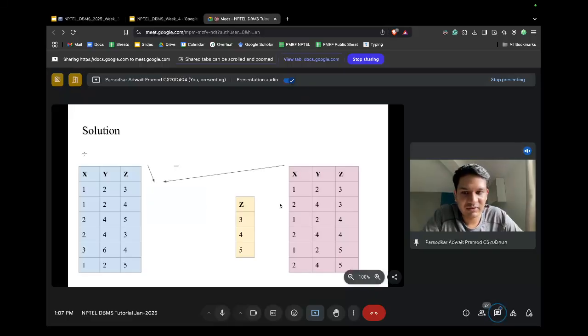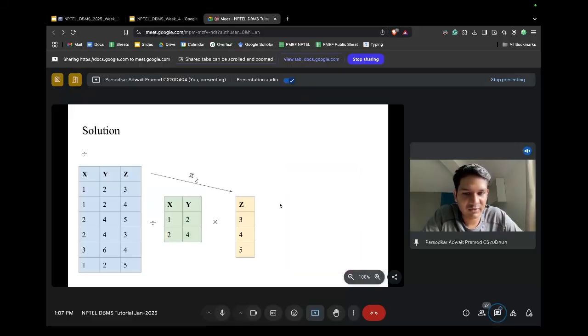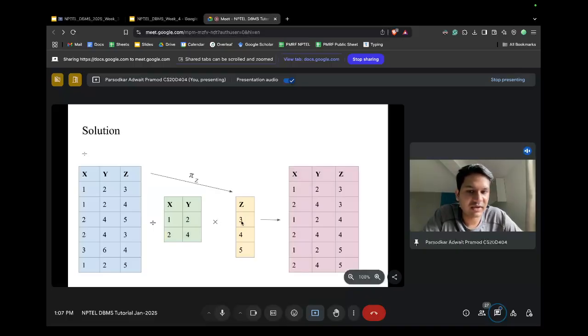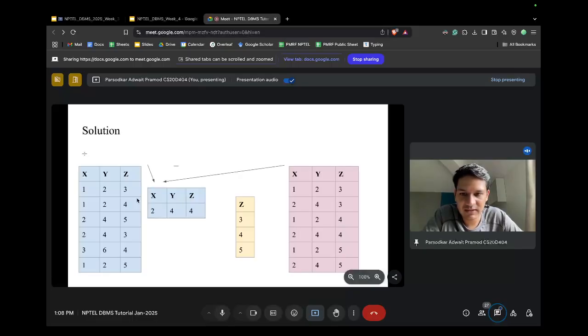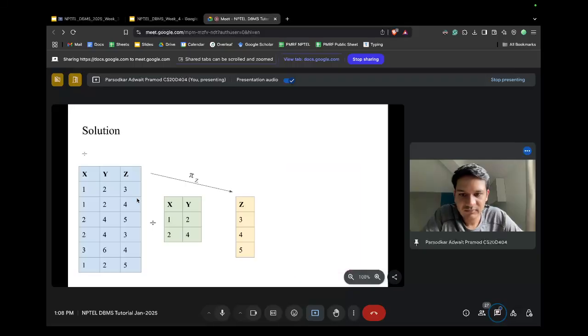So let me go back to the previous slide and show you why Z equal to 4 is a problematic case. So if you look at Z equal to 3, like we did before, if I take Z equal to 3 from the blue table, maybe I'll go, sorry, give me a minute. Yeah, so when you were solving this, what did you do? You took Z equal to 3 and combined it with 124, 244. And we saw that 123 and 243 are present in the blue table. So Z equal to 3 should be a part of the output.